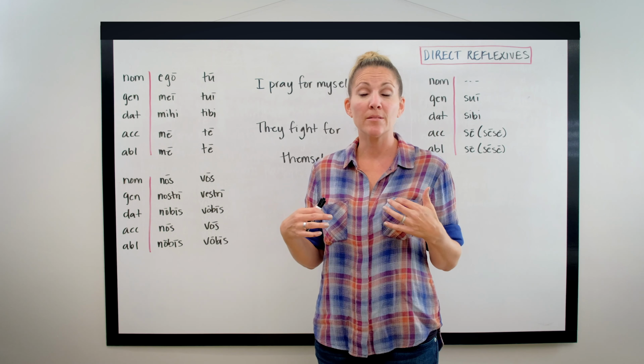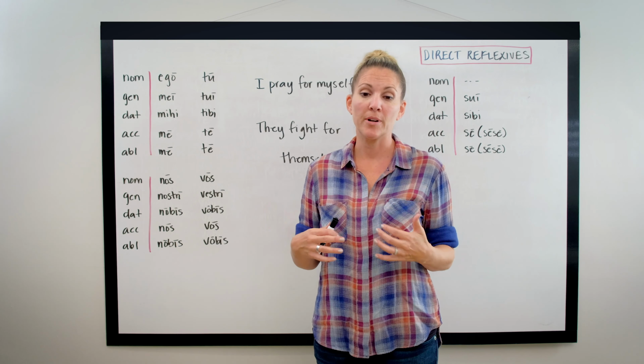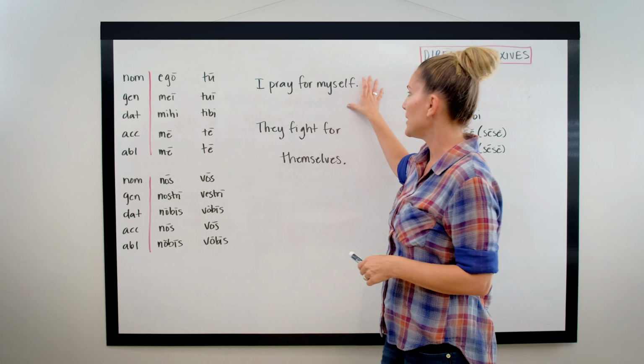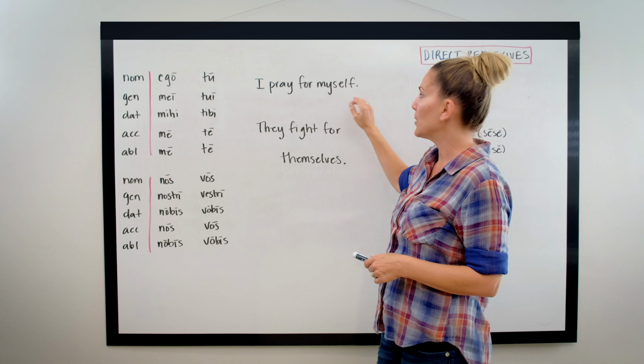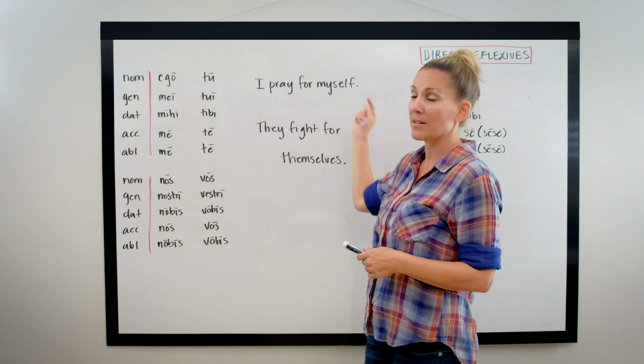Okay, let's talk about direct reflexive pronouns. So if I look at this sentence here, I pray for myself. The word myself is referring back to I.